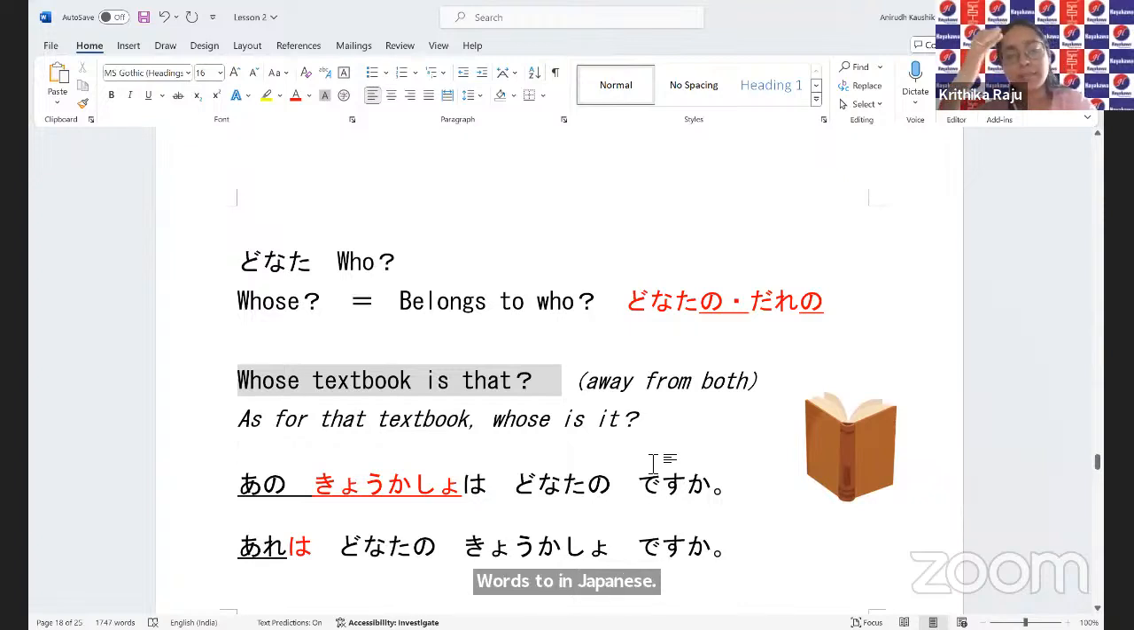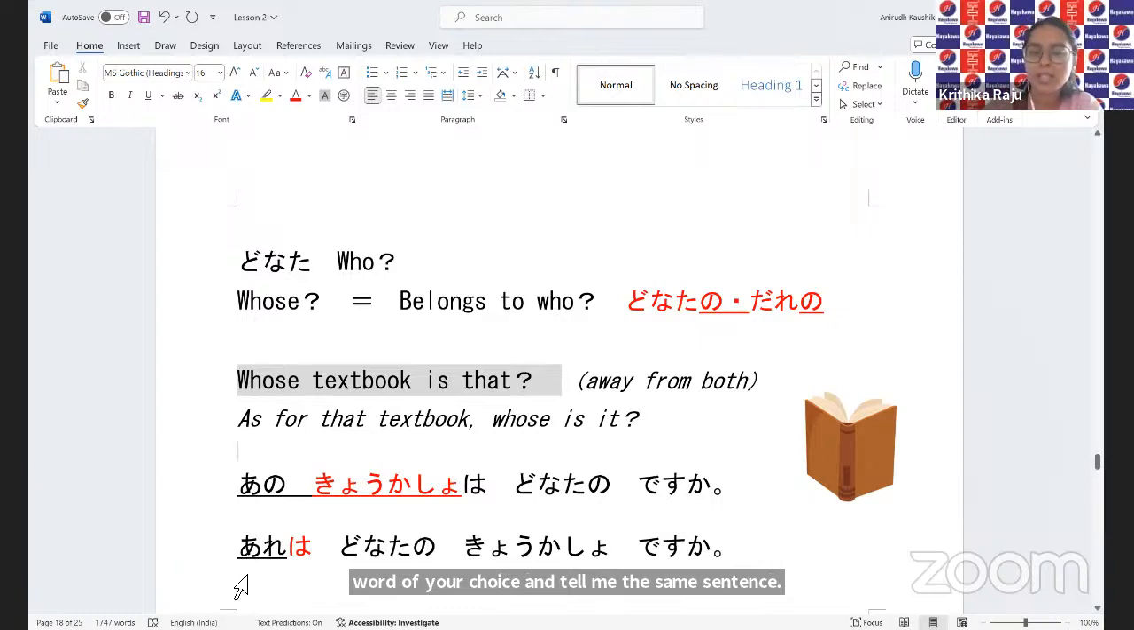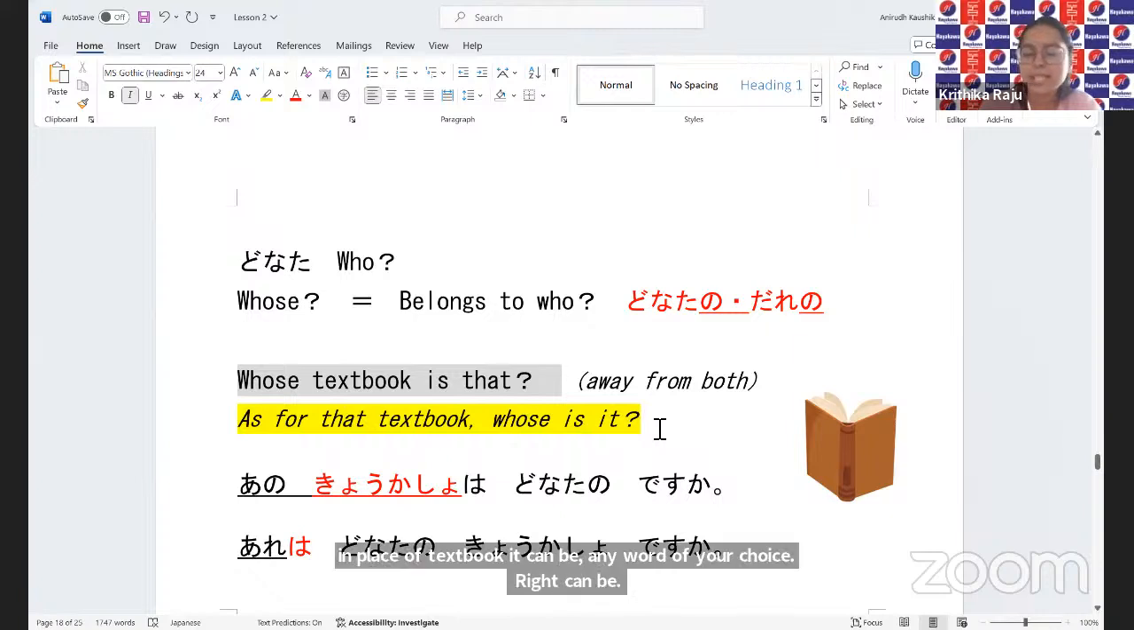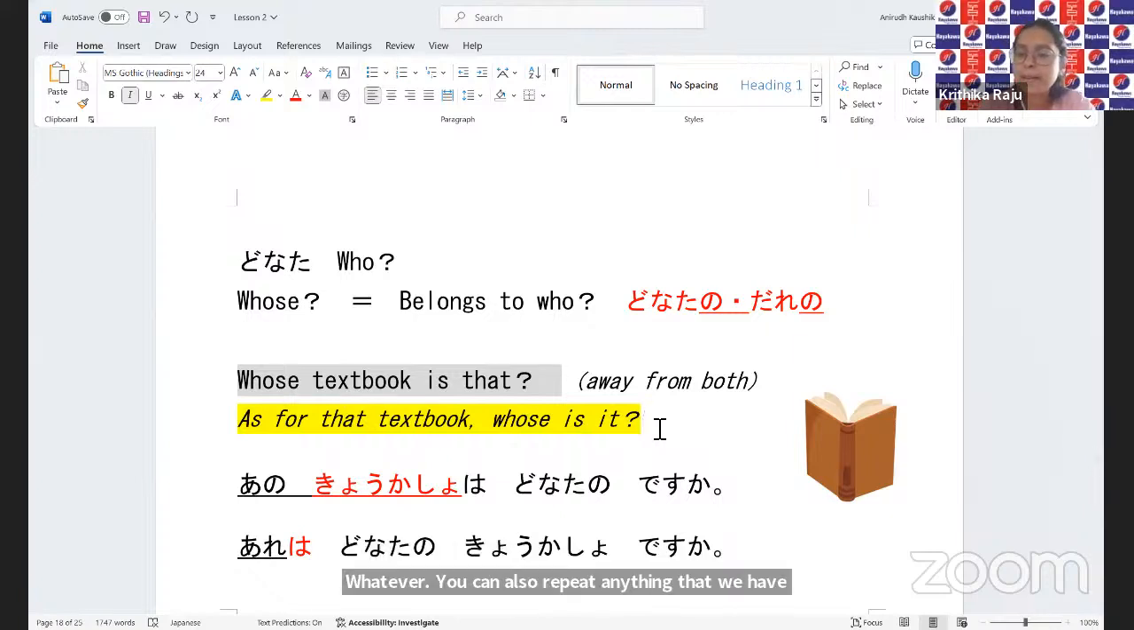Now, can anybody frame that sentence with that word of your choice and tell me whose it is? So in place of textbook, it can be any word of your choice, right? Can be whatever. You can also repeat anything that we have already done. It's okay. Kaban, we use kaban. Yes, Gurumurthy-san. Please go ahead.